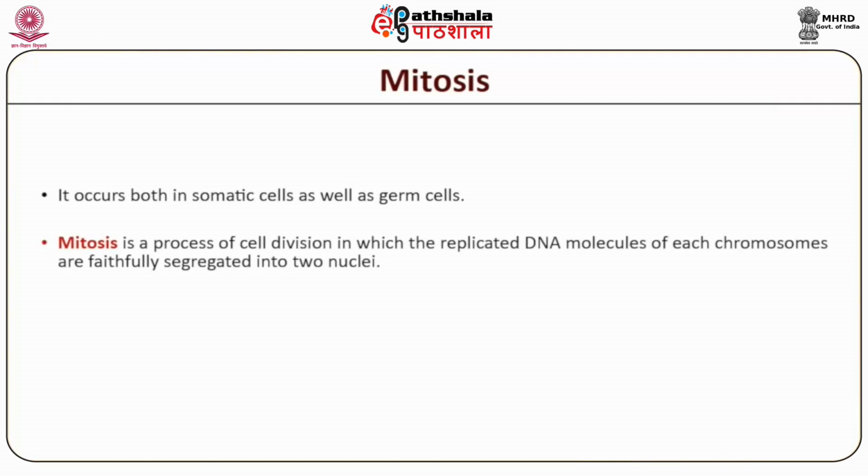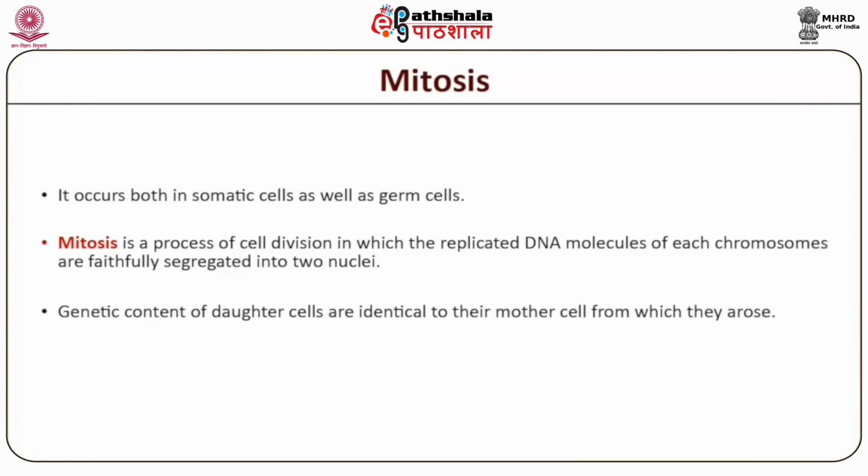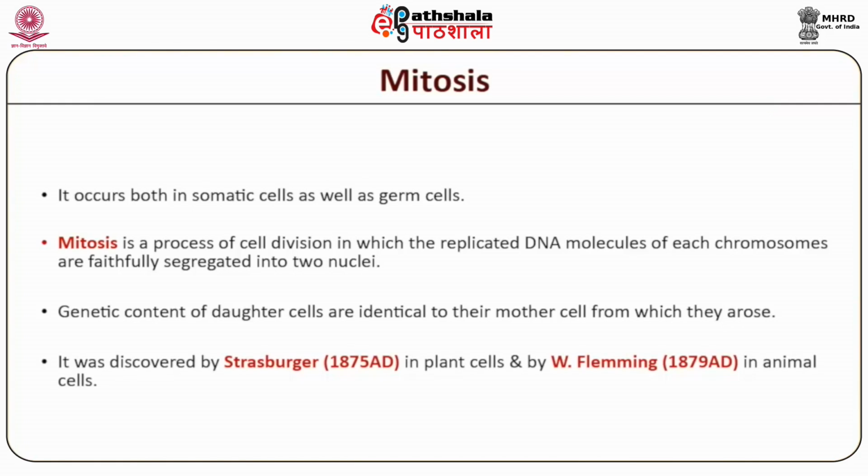So let's begin with mitosis. This type of cell division is observed in both somatic as well as germ cells. It involves faithful segregation of replicated DNA molecules of each chromosome into 2 nuclei and daughter cells, which are identical to their mother cells from which they arose. It was discovered by Strasburger in plant cells and by Walther Flemming in animal cells.